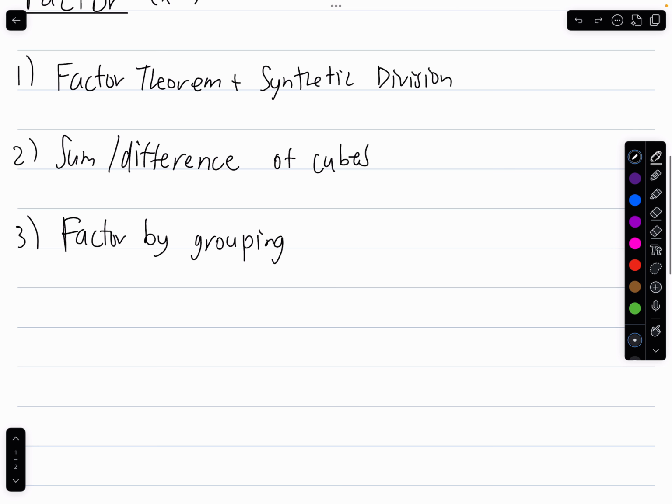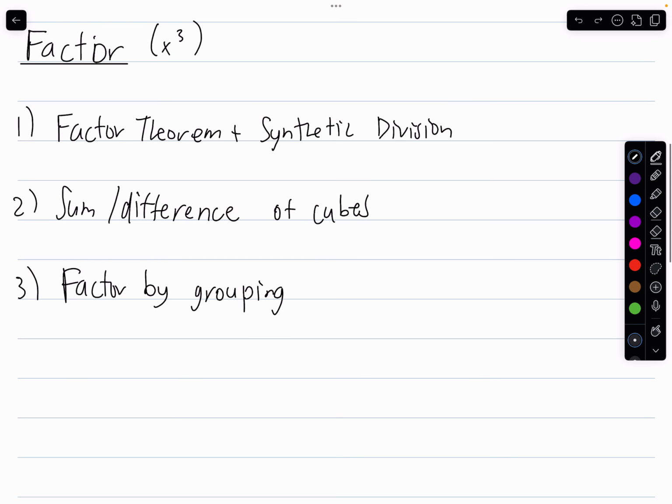So the first thing that I want to show you guys is factor theorem and synthetic division. This is the most common method that you guys are going to be using in the course Advanced Functions, and that's what this video is going to be all about.